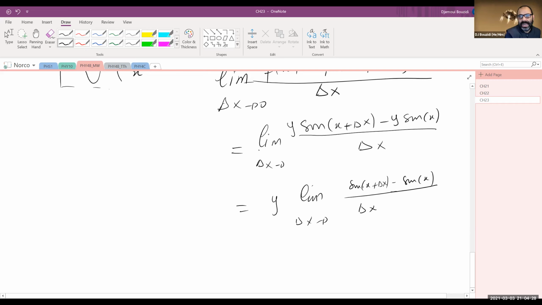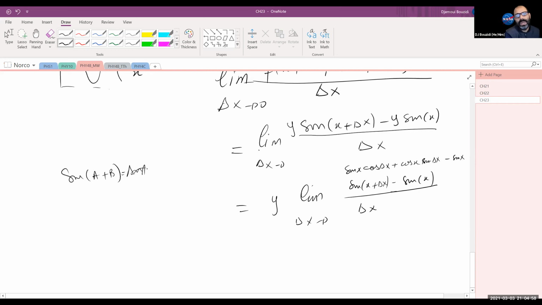First of all, you could use a trig identity. Sine of x cosine of delta x, plus cosine of x sine of delta x, minus sine of x. So this is basically what this whole expression is. I use the sine of a plus b rule, which is sine of a cosine of b plus cosine of a sine of b. This is a trig identity.